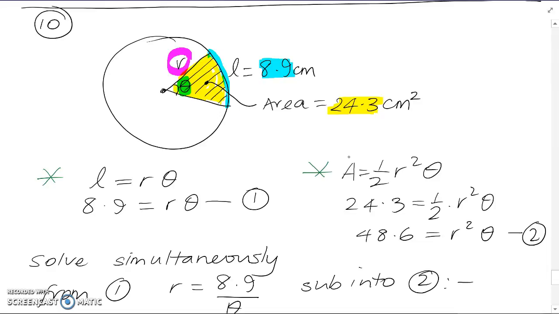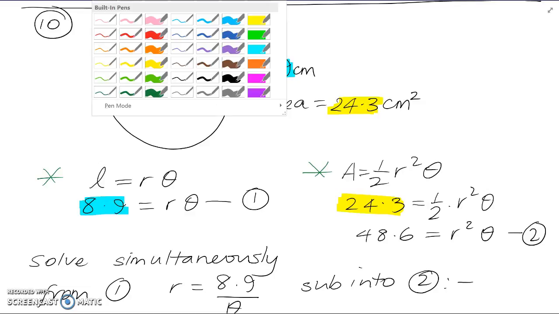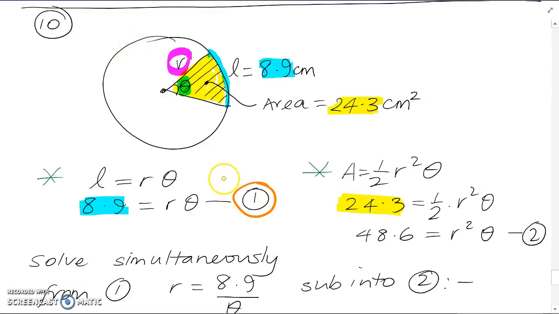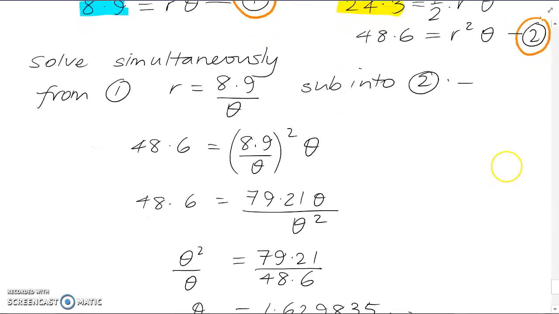So let's have a look at what we've got. We've got L is 8.9, so let's put that in the formula. R I don't know, theta I don't know. Let's have a look at the other one. I know A. Let's put that in there. So that means I've got 2 equations and 2 unknowns. So here's my first equation here, and here's my second equation here. So what do we do with 2 equations, 2 unknowns? We're going to solve simultaneously.